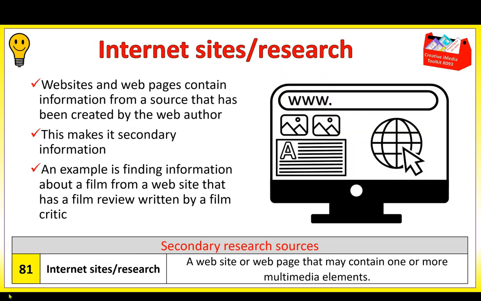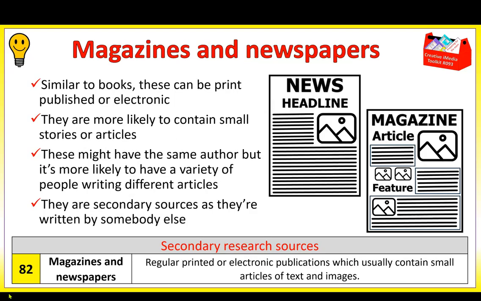You've got internet sites, research from the internet, websites. The internet's got millions, billions of pages out there. There's loads of information. All of that will be a secondary source unless you've created it yourself. Magazines and newspapers, very similar to books. They are print published, so they can be print published, traditional media, or they could actually be digitally published, new media, if you get the e-versions of the internet.